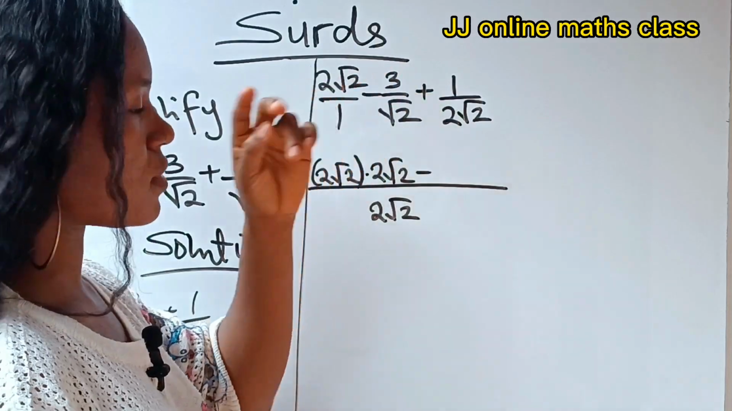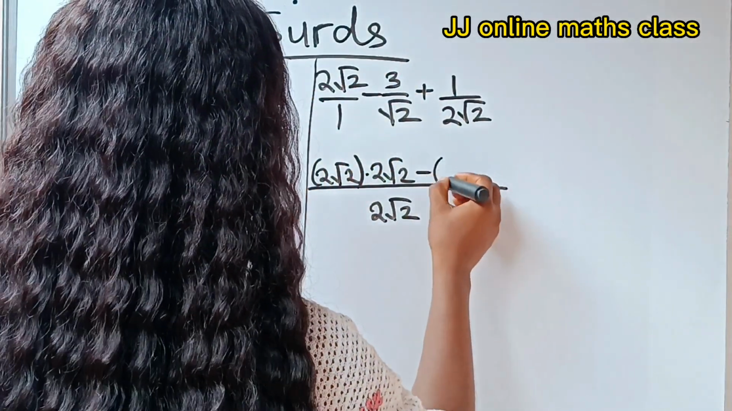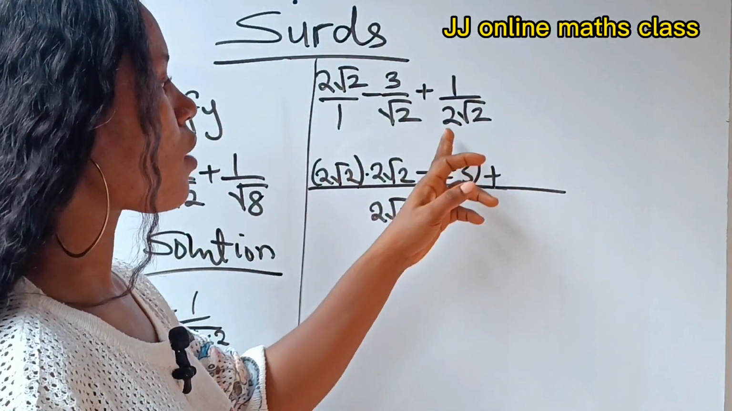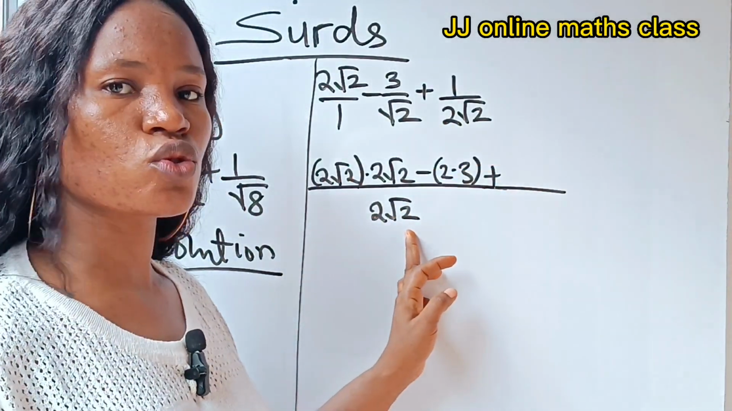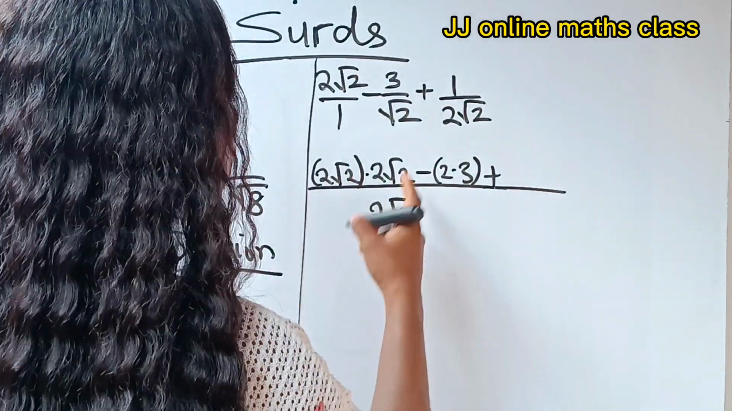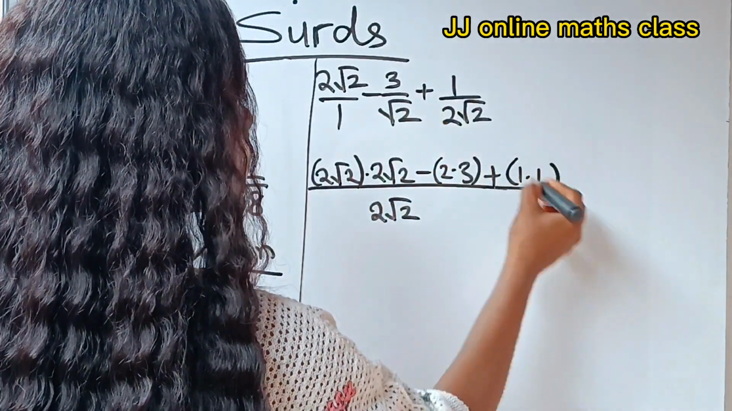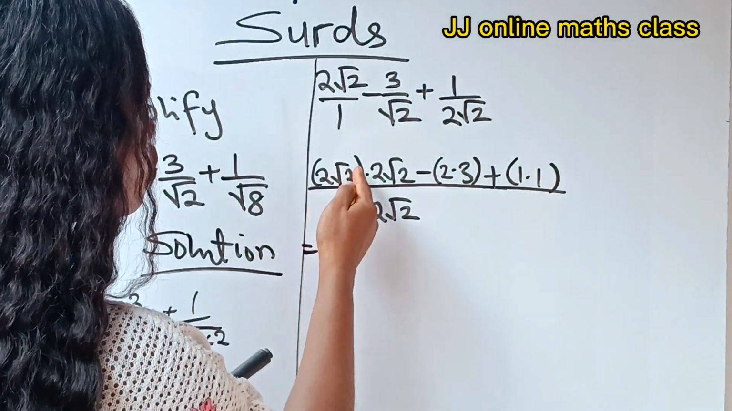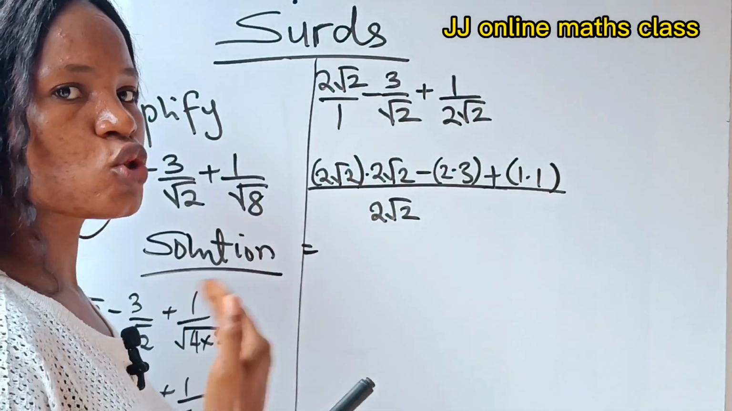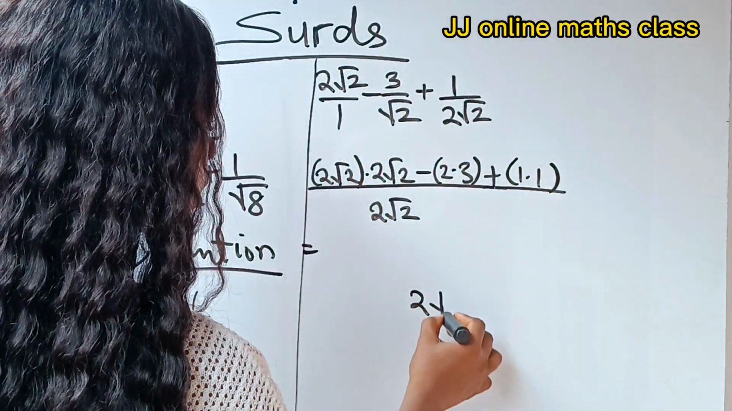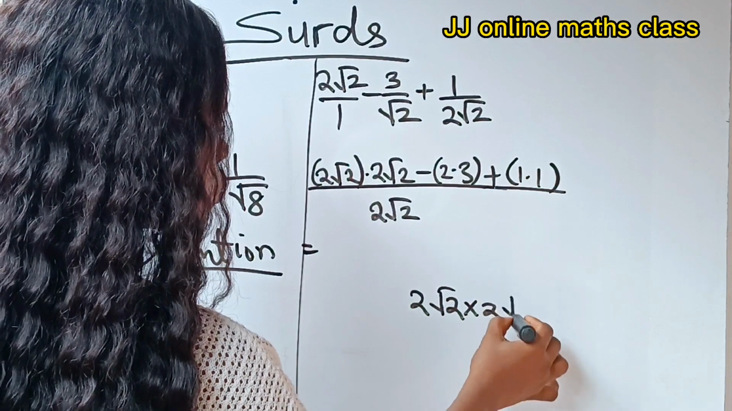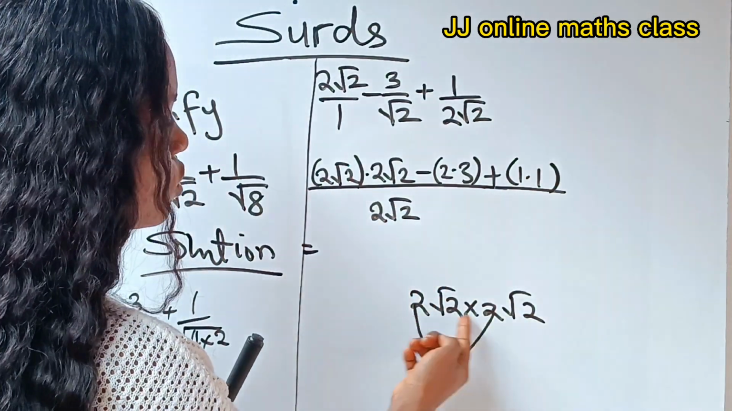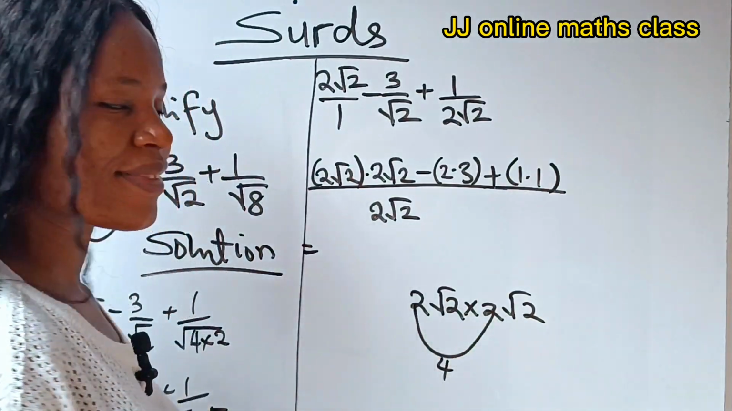So that's 2 times 3. Plus. Now, this 2 root 2, we also divide 2 root 2 to give us 1. So we are going to have that one multiplied by this one. So this is equal to 2 root 2 times 2 root 2. Now, your number will multiply your number. So 2 times 2 is going to give us 4.